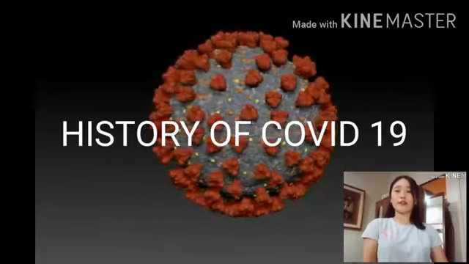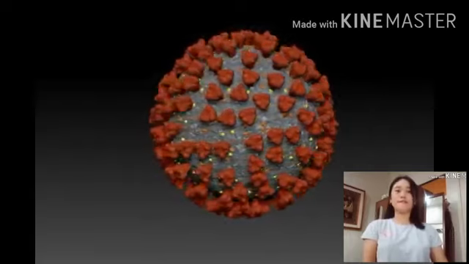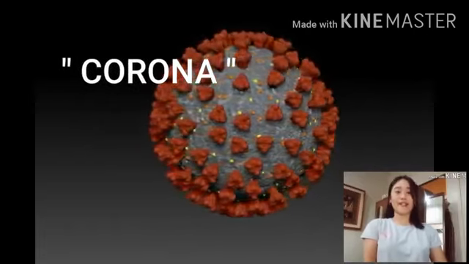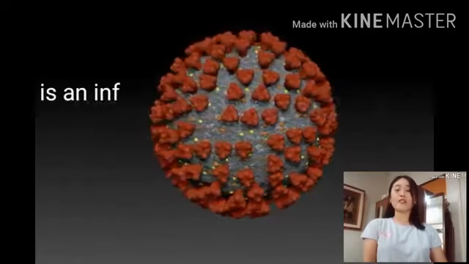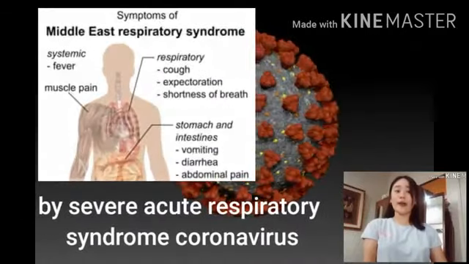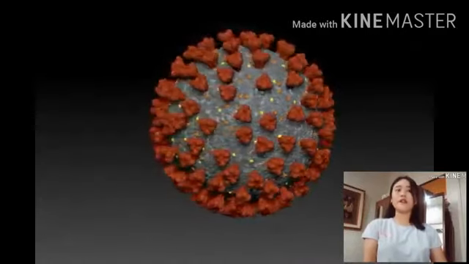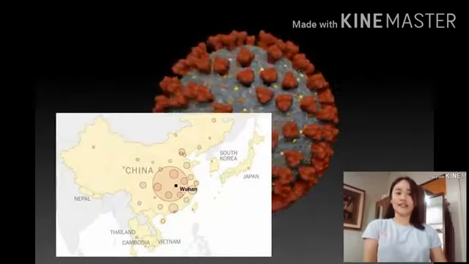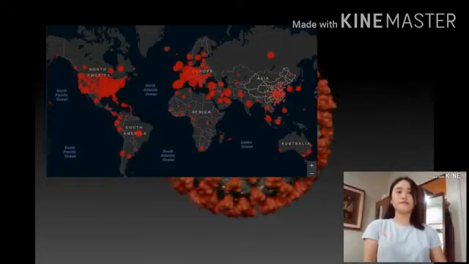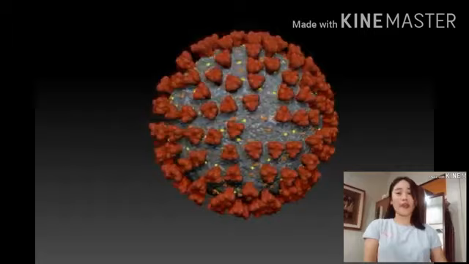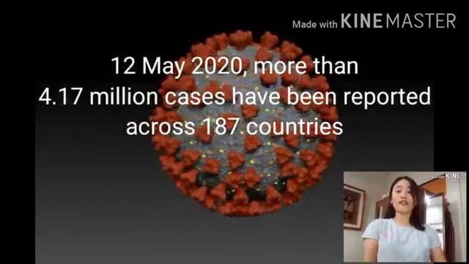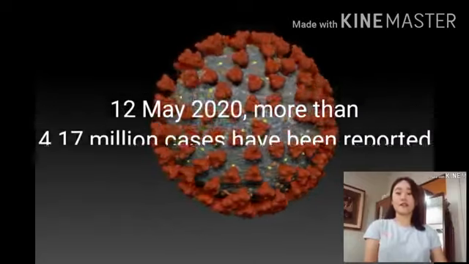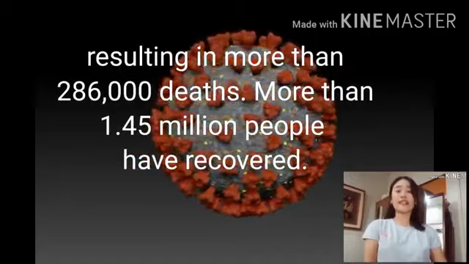The history of the coronavirus or the COVID-19 na tinatawag nila. The name coronavirus is derived from Latin word corona, meaning crown. Coronavirus disease 2019 is an infectious disease caused by severe acute respiratory syndrome coronavirus 2. It was first identified in December 2019 in Wuhan, China, and has since spread globally, resulting in an ongoing pandemic. As of May 12, 2020, more than 4.17 million cases have been reported across 187 countries and territories, resulting in more than 286,000 deaths.